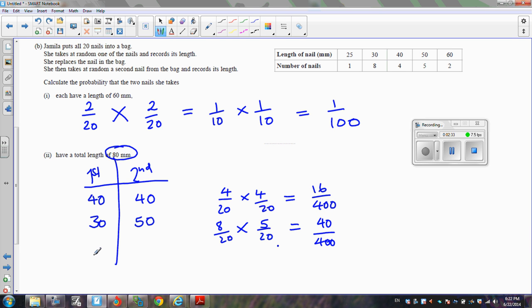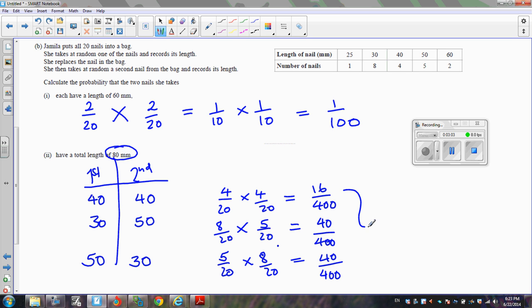And the last way that you could get a total length of 80 is if the first nail is 50 millimeters long and the second one is 30 millimeters long. Now that's going to be 5/20 multiplied by 8/20. And if we multiply those together, we get 40, and on the bottom 400. Now, the reason we multiplied to here is because you would have to take a nail of length 40 and another nail of length 40 in order to get this probability.